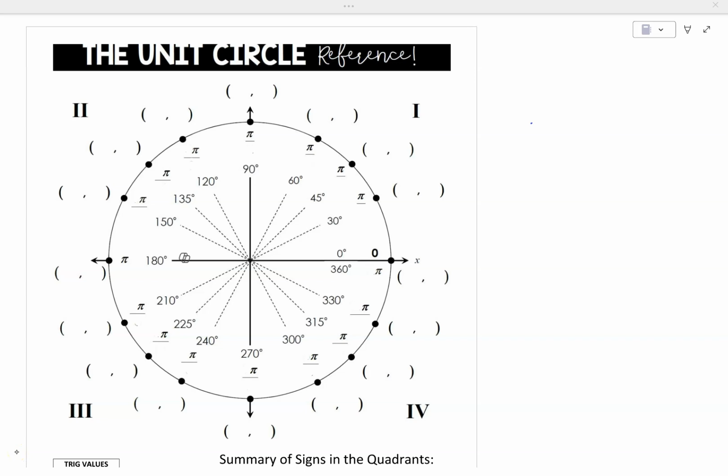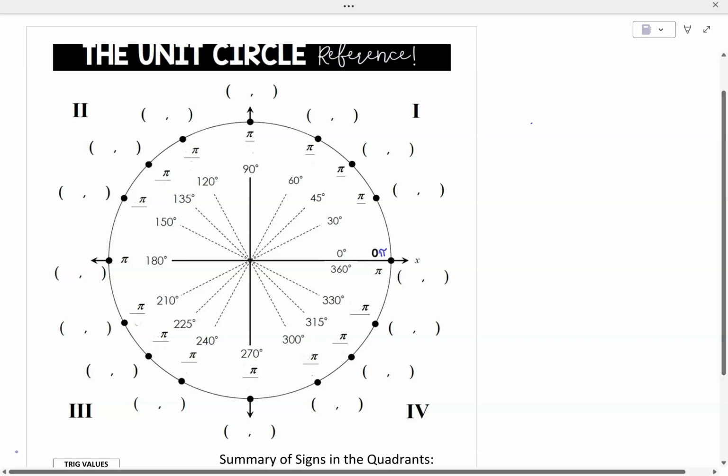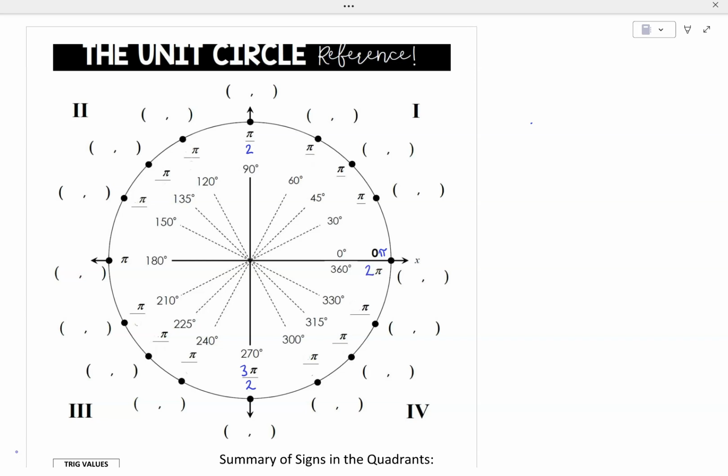Okay, so I just want to do a quick video about the unit circle. Notice the unit circle I have already has degrees on there. So we need to go through and figure out the radians, okay? So let's do the ones that we know. We know that this is 0, pi over 2, pi, 3 pi over 2, and then 2 pi, okay?